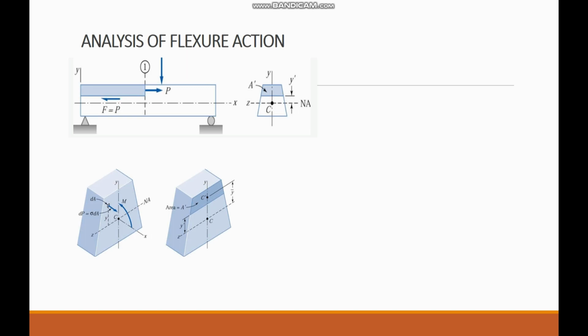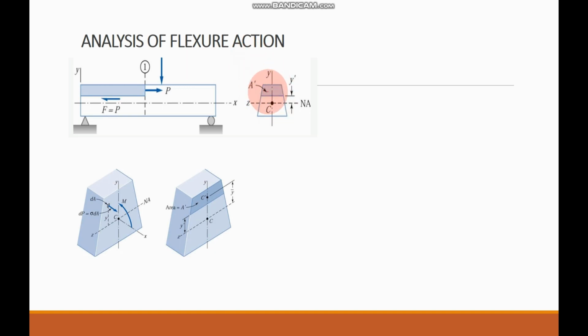So the shaded portion of the beam requires a longitudinal force that is equal to F, and our P is the resultant of the normal stress acting on the area. So this is our beam, and the cross-sectional area would look like this. So the longitudinal shear force F is equal to the resultant of the normal stress acting on our area.